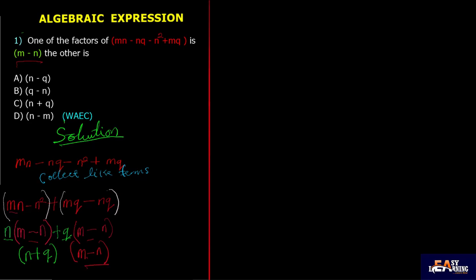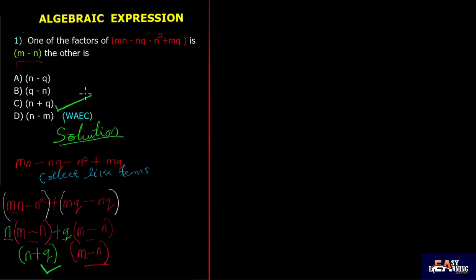So the factor that we were asked to find is what we've gotten here as n plus q. If you come to our options, you see that n plus q is option C. So that is the correct option. If you had n plus q as your answer, then you are very, very correct.